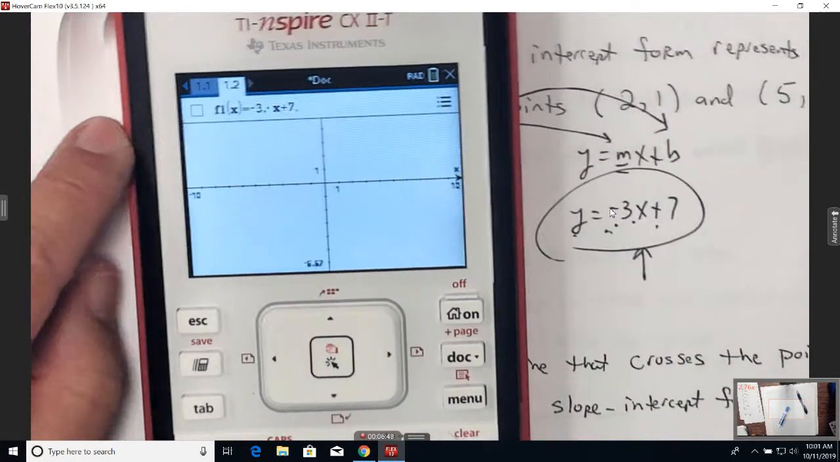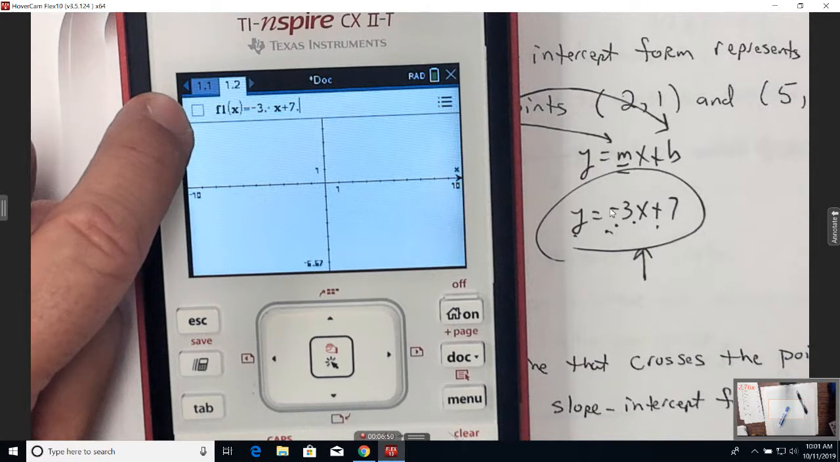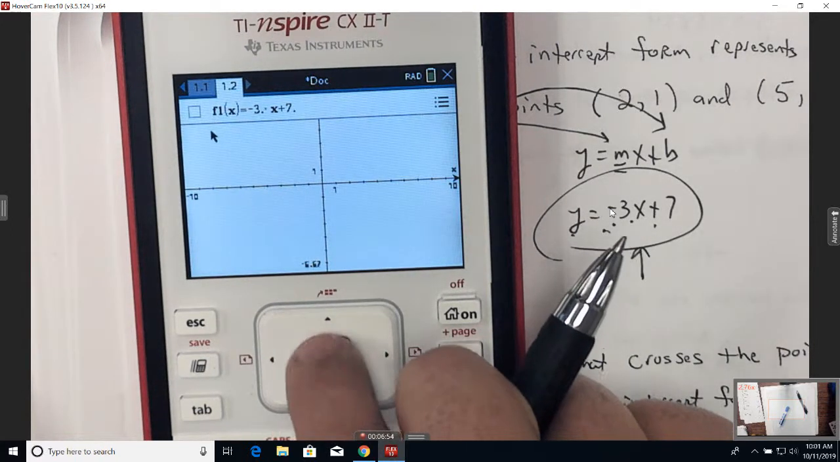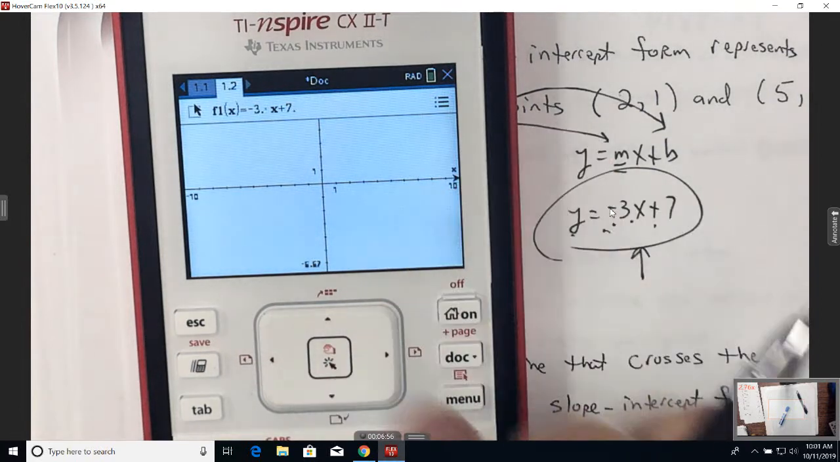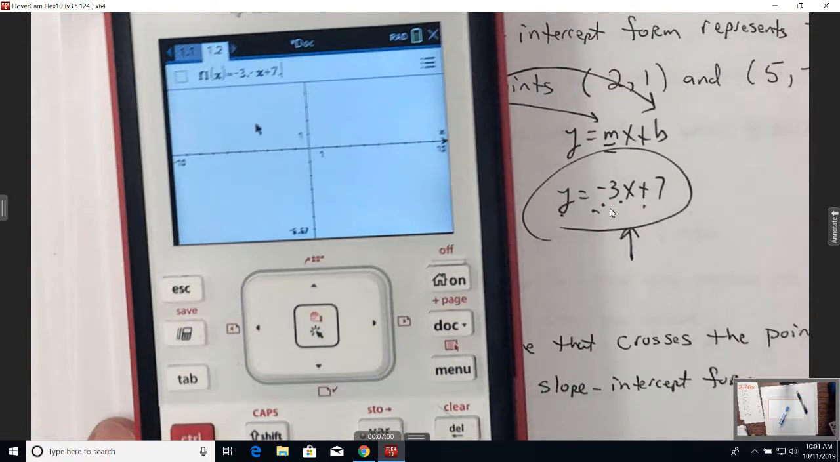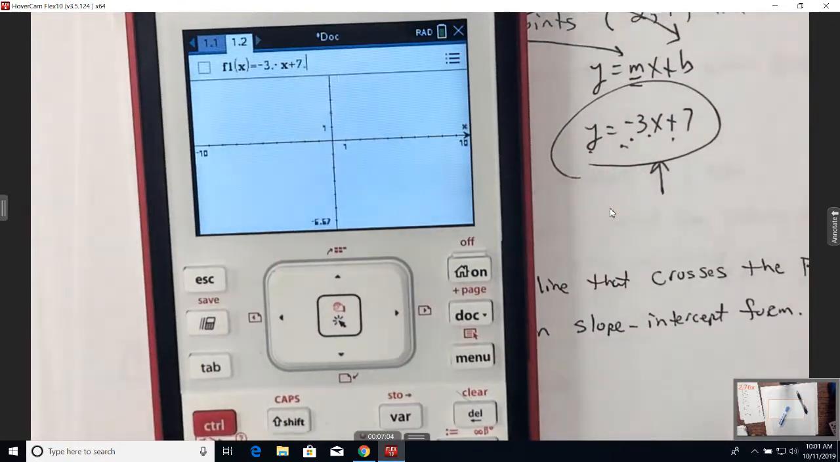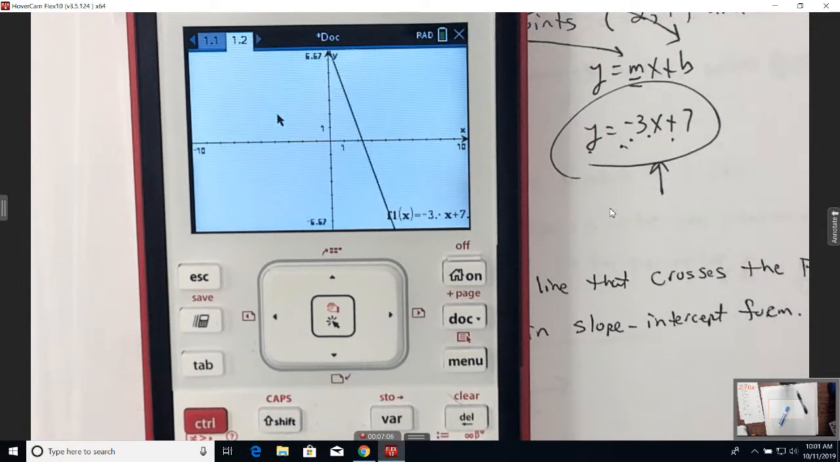Because see this little box right there? It's not checked. So I move my little cursor over there, and I can just click on the box, or I don't have to move my cursor anywhere. All I have to do is hit enter. Hit enter in your calculator right there, and it'll graph it for you. So hit enter. Do y'all see the graph now?